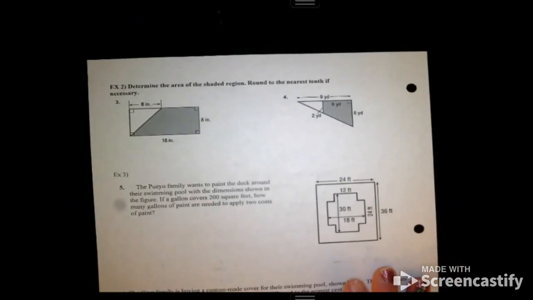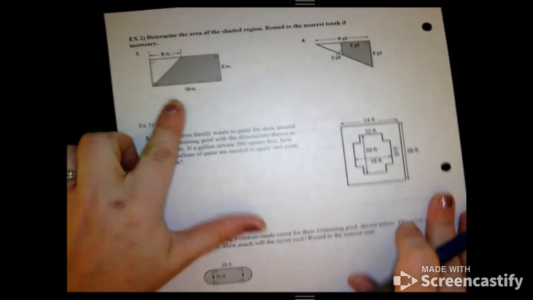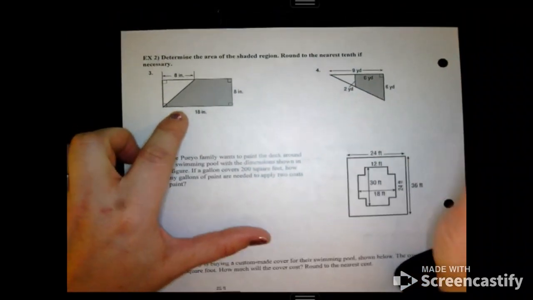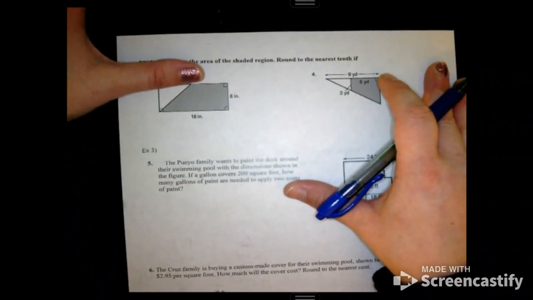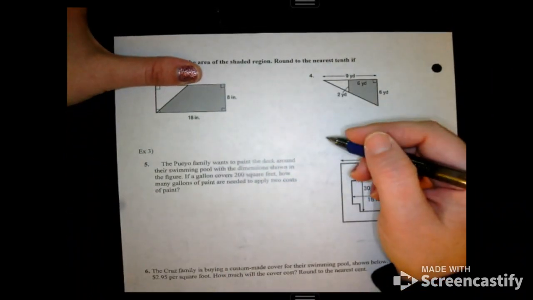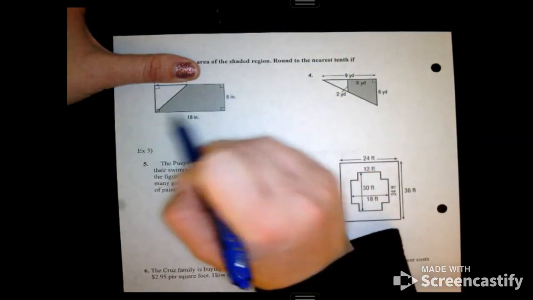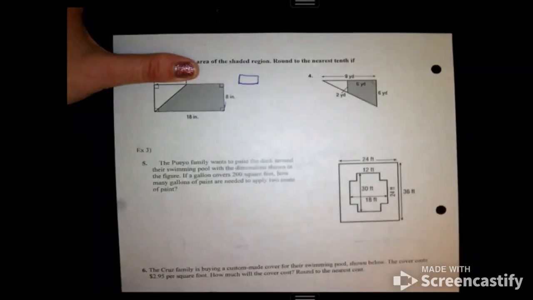All right. Flip it over. Okay, so what I meant by, it's not going to give you these boxes, but I can still organize it that way. I can look at it like this. Okay, it's saying determine the area of the shaded region, round to the nearest tenth if necessary. So what I need to do first is look at my big picture. What shape is that? A rectangle, guys. Big picture. I have a rectangle. So I'm going to draw that shape.